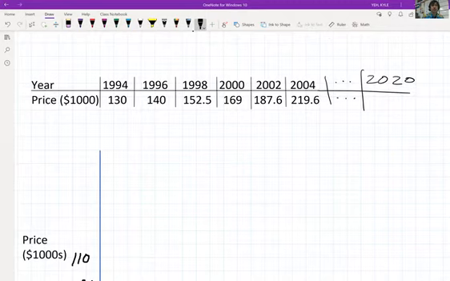So here's how we're going to do that. We're going to plot these points on a scatter plot. We're going to draw our line of best fit, find our prediction equation, and then use that prediction equation to predict the value that would be associated with the year 2020.